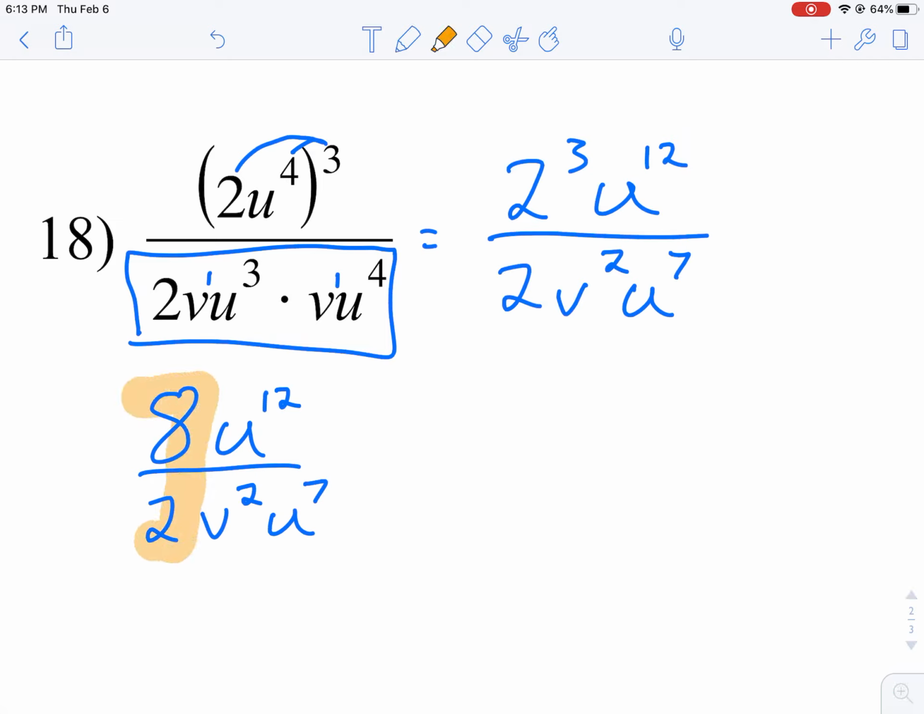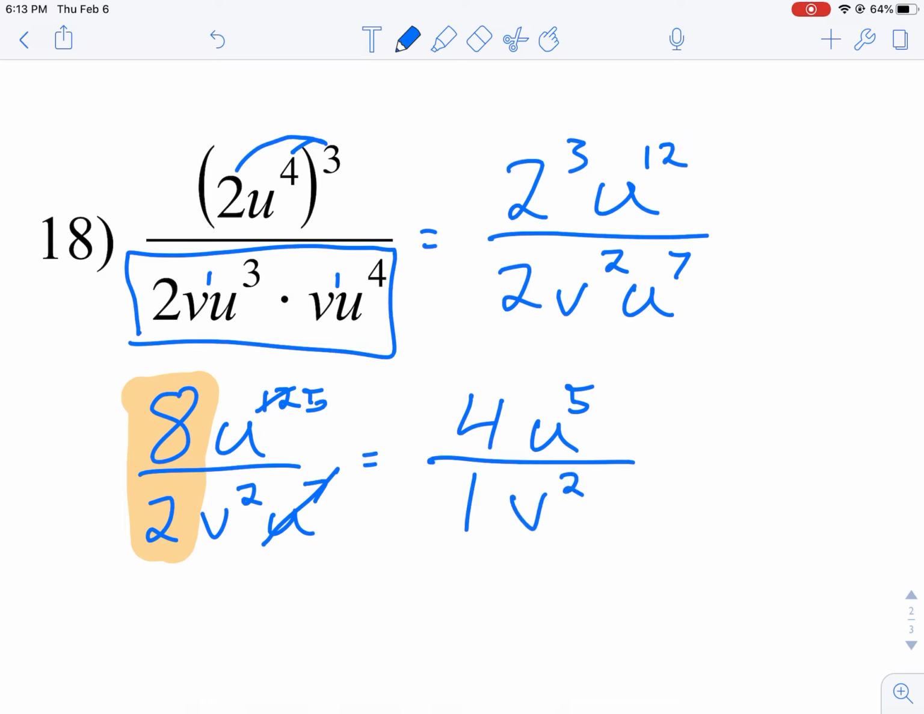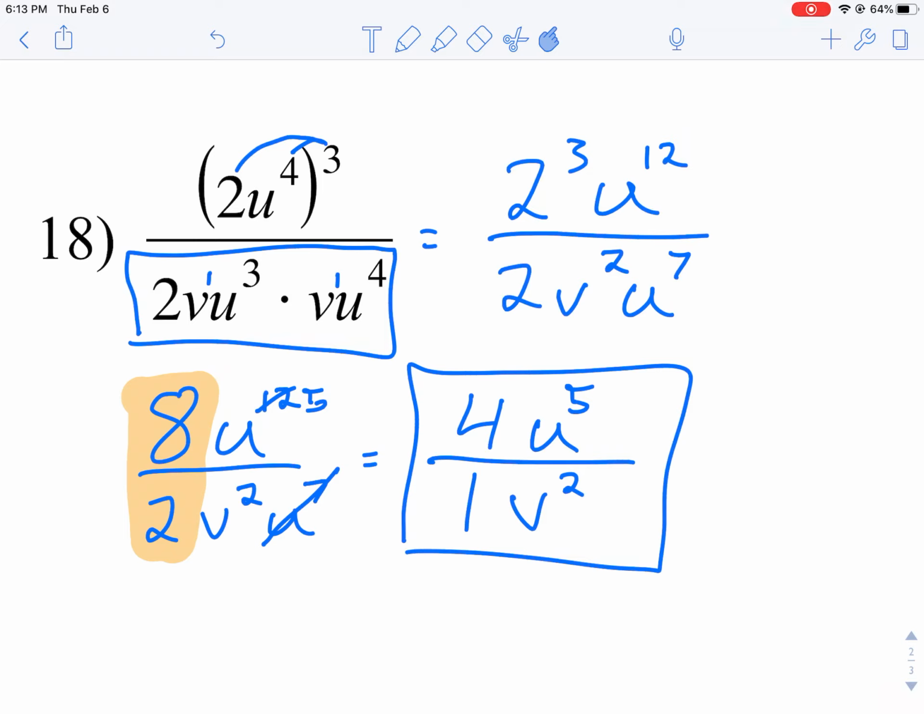Again, looking at these coefficients, treat it like you would a fraction. What is 8 divided by 2? It turns out to be 4, so this is going to be 4 over 1. My u's, I've got 12 on top and 7 on the bottom, so if I get rid of these 7 here and take away 7 from here, it becomes 5. So u to the 5th in the numerator, and then v didn't have anything to change with, so I get 4u to the 5th over 1v squared as my final answer.